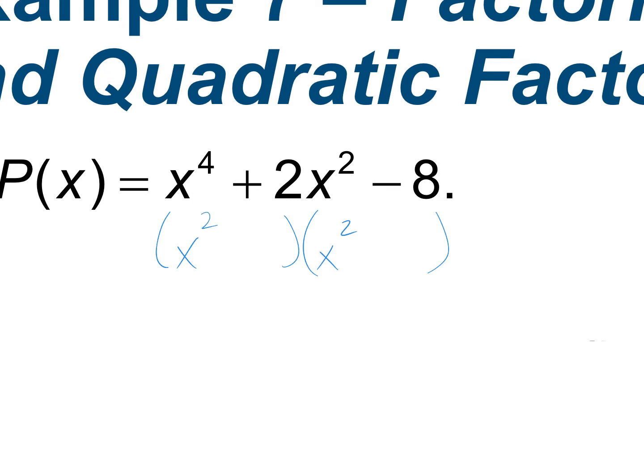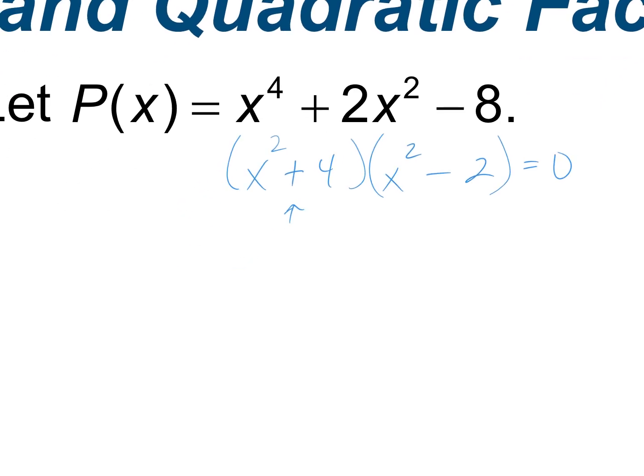Are there factors of negative 8 that multiply to give you negative 8 but add to give you 2? What kind of 4? What kind of 2? Positive 4 and negative 2. You guys agree? Yeah. All right, can you factor this anymore? X squared plus 4? No. If it was minus, you could, but you can't. So let's just go ahead and solve.